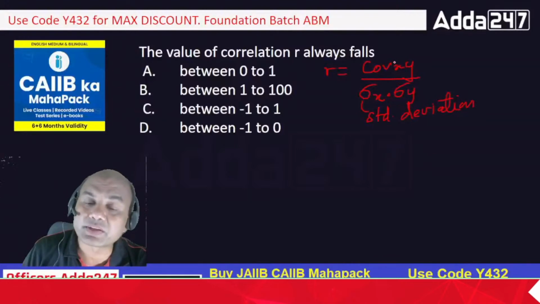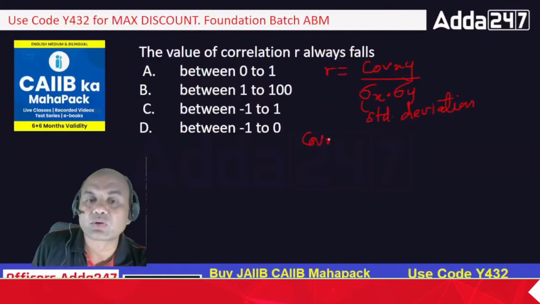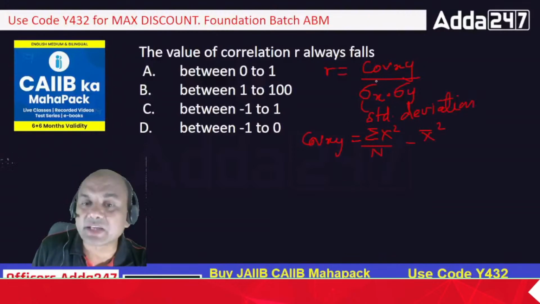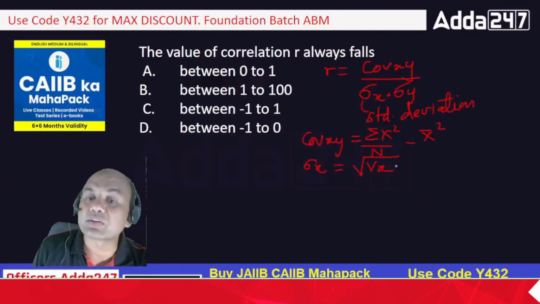What is the formula for covariance of xy? Here it's a big numerical, but I'll just give you in short. Sorry, I made an error over there. Covariance of xy is summation xy upon n minus x bar dot y bar. This is covariance of xy. And what is psi x? Psi x is the square root of the variance of x. Remember this.